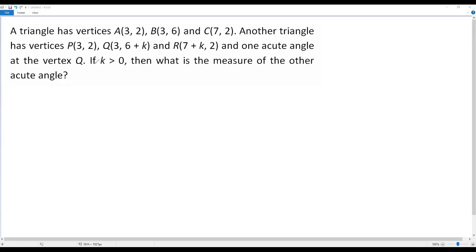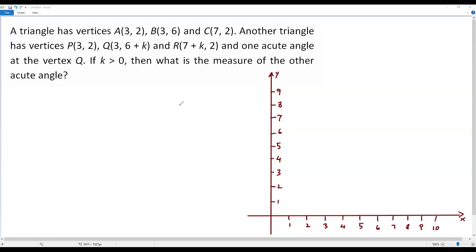Okay, in the second triangle PQR, we have been given that one acute angle is at the vertex Q, and we have to find the measure of the other acute angle. Now let me sketch an XY plane and plot the given vertices. Here we have an XY plane.